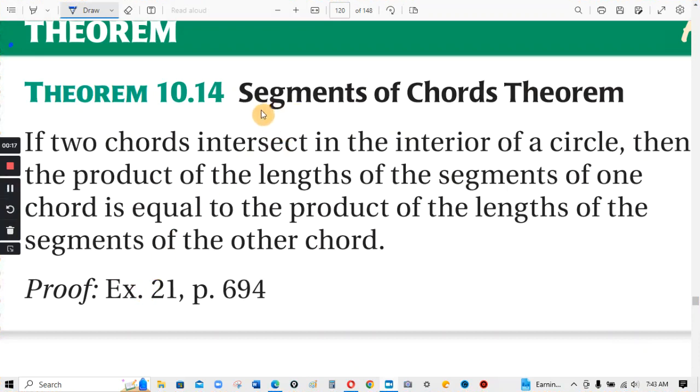The first one is the segments of chords theorem. If two chords intersect in the interior of a circle, then the product of the lengths of the segments of one chord is equal to the product of the lengths of the segments of the other chord.